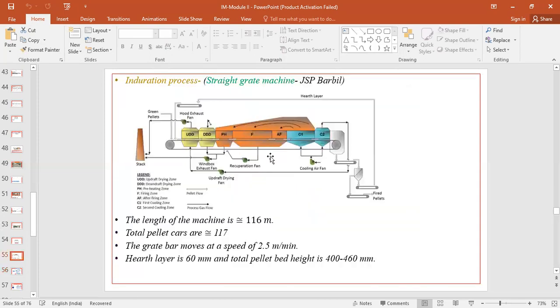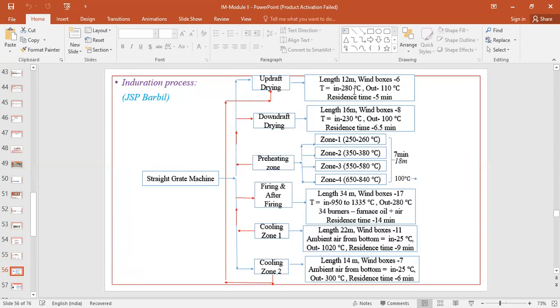You can see here the cooling zone 2, that heat is supplying. So this has a temperature around 280 degrees centigrade, and the outlet temperature is around 110 degrees centigrade. So approximately 170 degrees of temperature is absorbed by the bed of solids, and because it's a traveling grate, in this particular zone, the updraft drying zone, the pellets will reside for approximately 5 minutes.